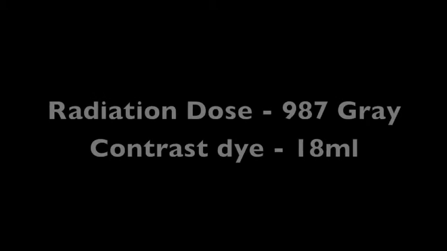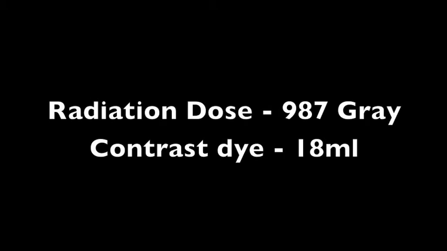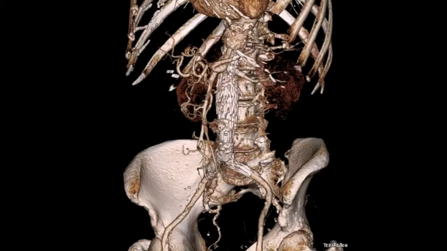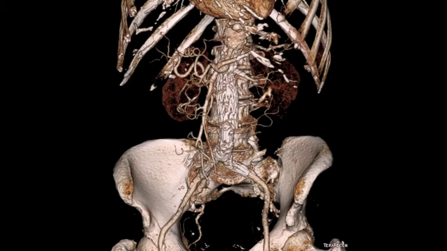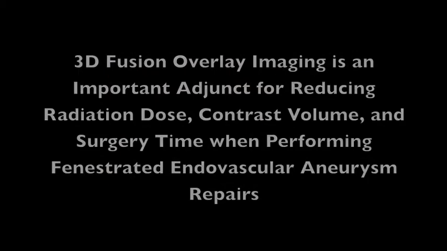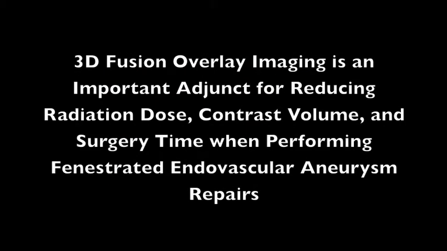For this repair, the total radiation dose administered was 987 gray, the total contrast use was 18 milliliters, and the total operative time was 111 minutes. One month follow-up CT demonstrates an intact repair. In summary, 3D fusion overlay imaging is an important adjunct for reducing radiation dose, contrast volume, and surgery time when performing fenestrated endovascular aneurysm repair.